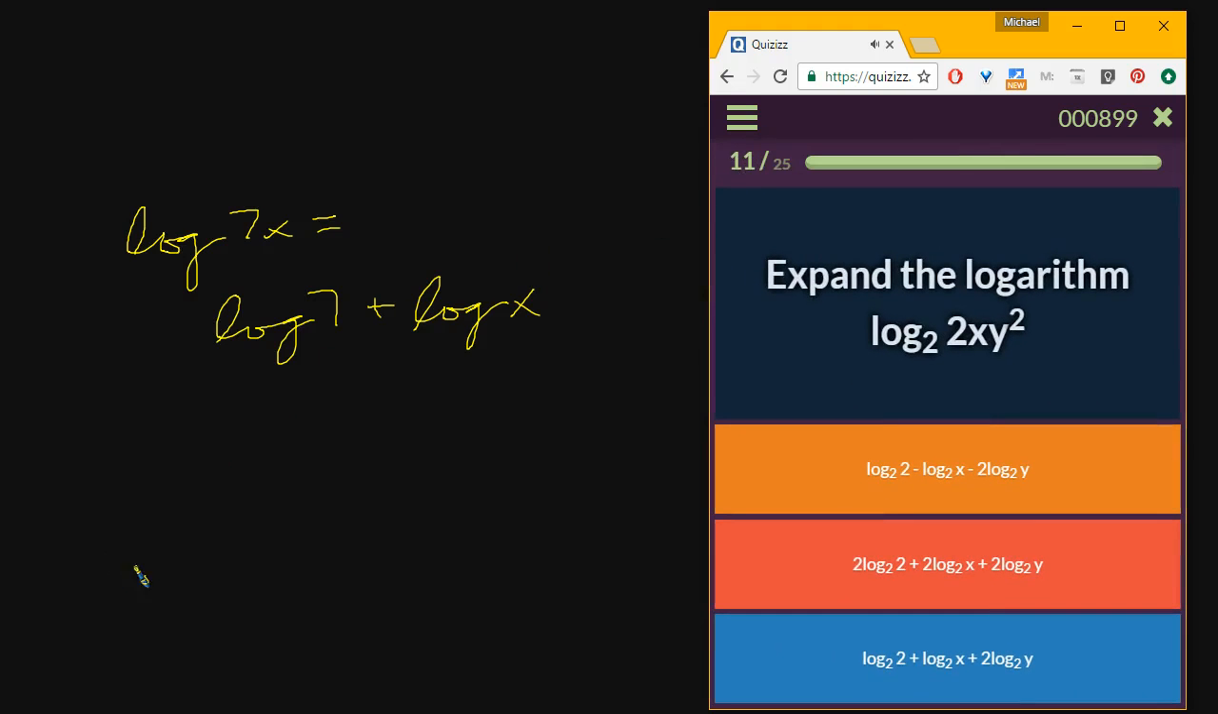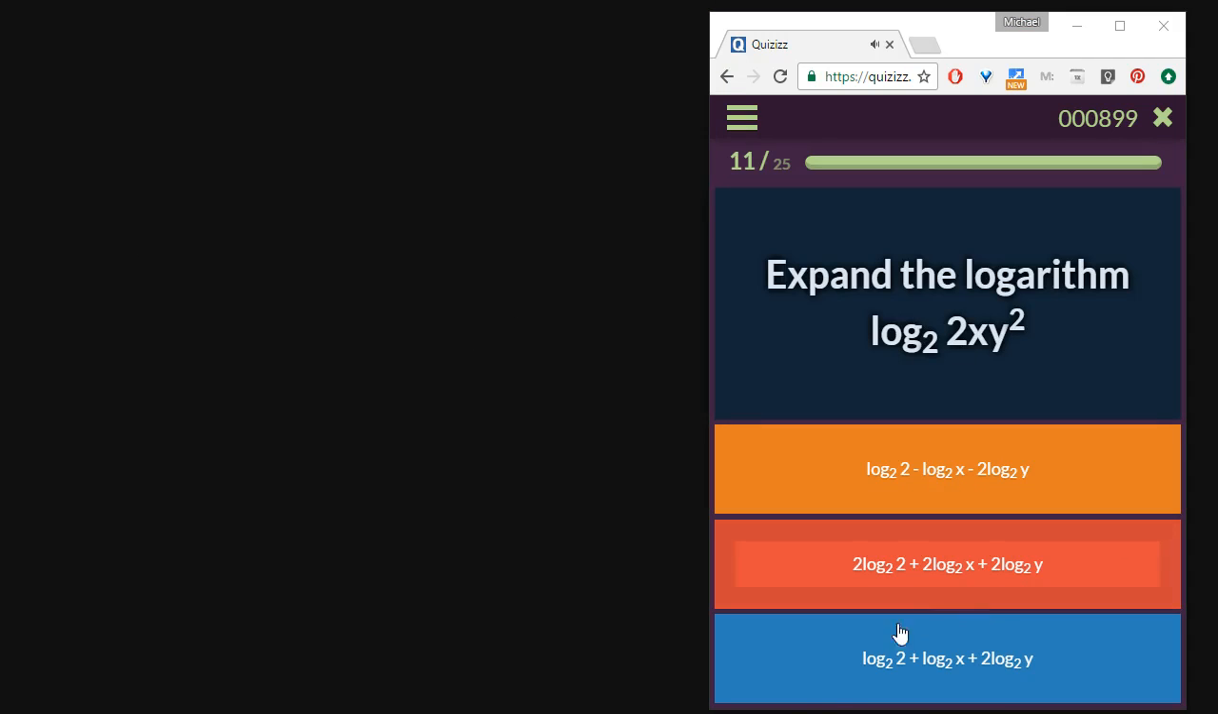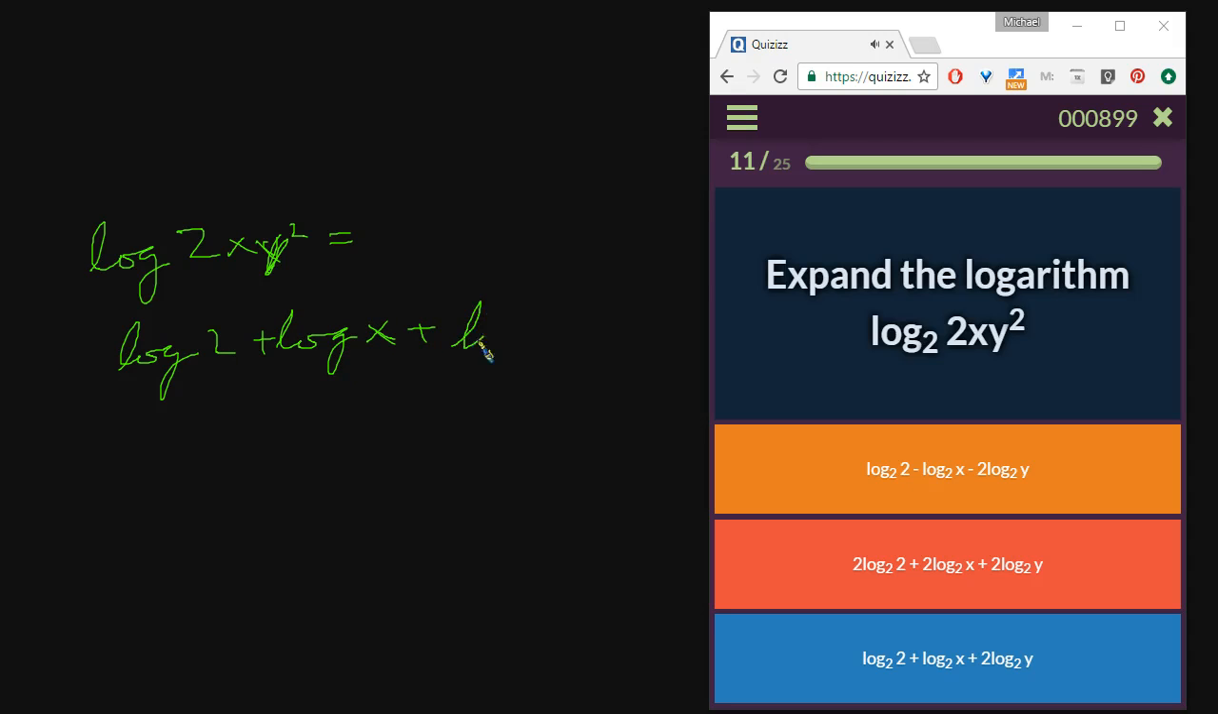Okay, let's see what we can do. I'm going to do problem 11, and we're 7 minutes in, so hopefully this won't go much longer. Expand this one. Let's take a look. It's 2 times x times y squared, so that's how we'll expand. It's base 2. I'm not going to write the 2 to save myself some time, but in the end we'll put the 2 back. So it's log of 2 plus log of x plus log of y squared. Unfortunately, that option is not here. We have no log of y squared.